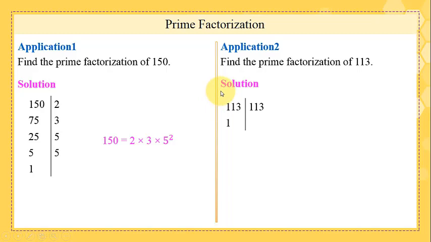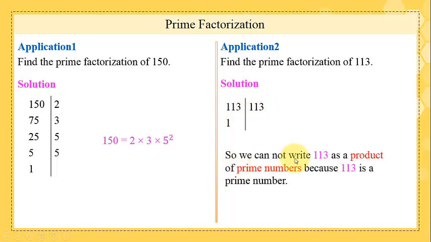Solution of application 2. Trying to divide 113 by the first prime numbers, you will see that 113 is not divisible by any of the prime numbers. That is because 113 is a prime number already. So we cannot write 113 as a product of prime numbers because 113 is a prime number, but 1 is not a prime number, and 113 could be written as a product of 113 and 1 only.